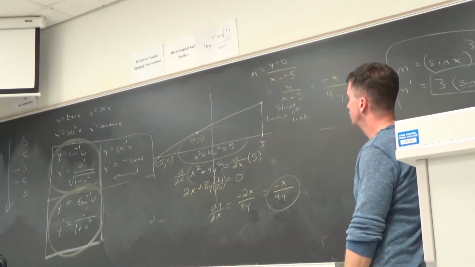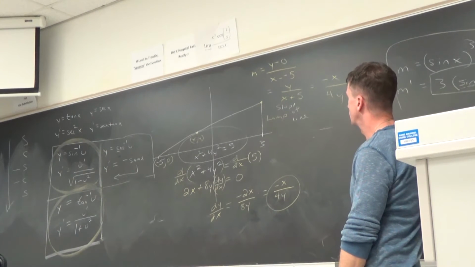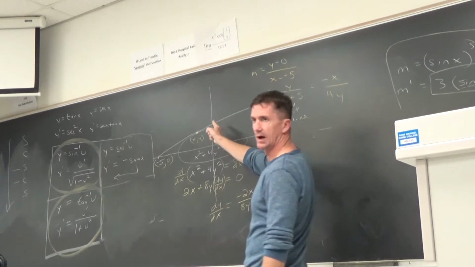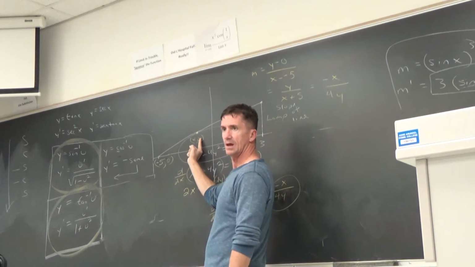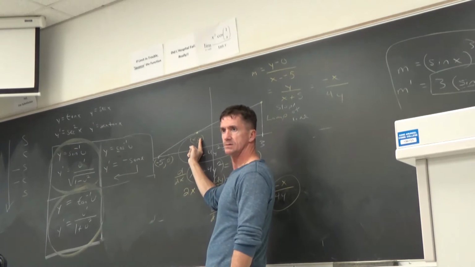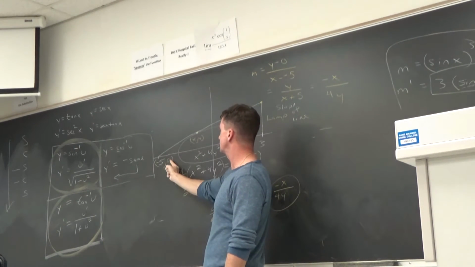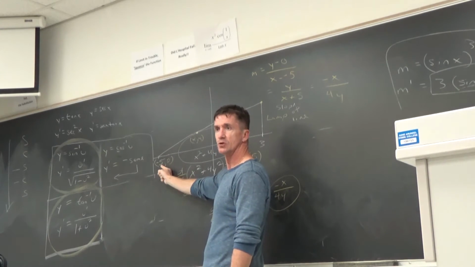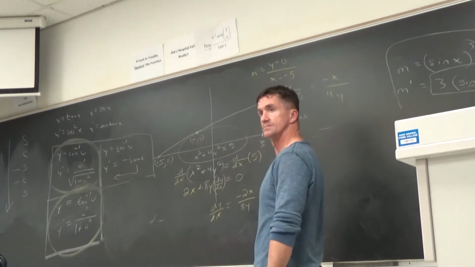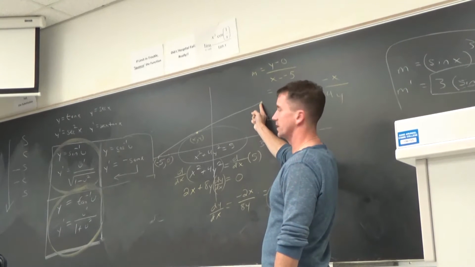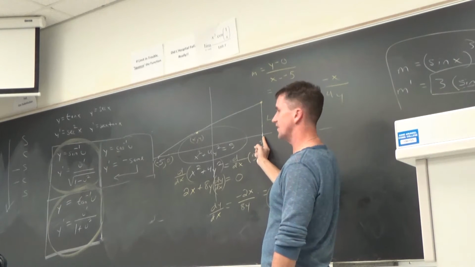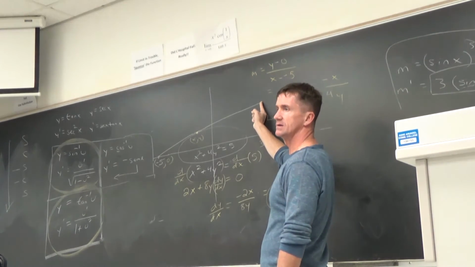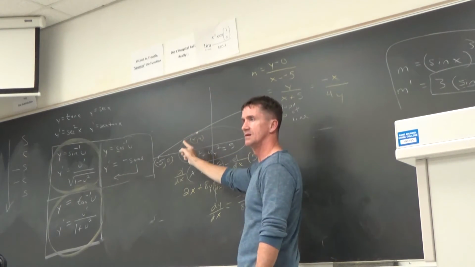Where did you get the y over x plus 5? That came from the slope of the straight line. I just called this point x, y, and I said y minus 0 over x minus negative 5. No calculus there, right? Hey, what's this point? Well, the x value is what? 3. I can't call that y though, can I? Why not? Because it's not on the curve right there.